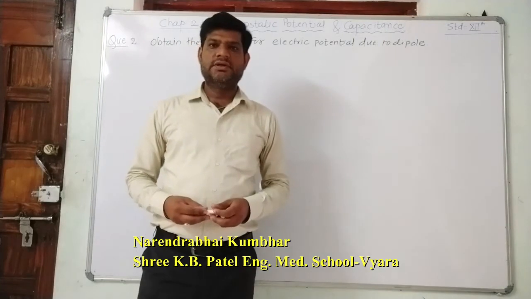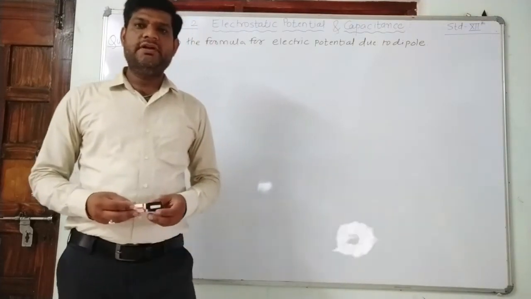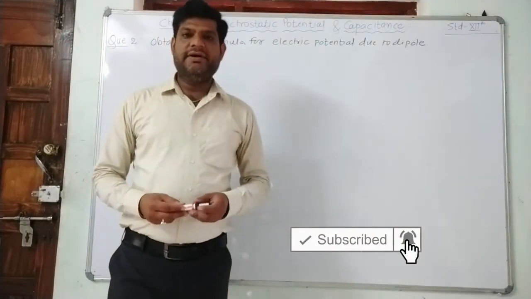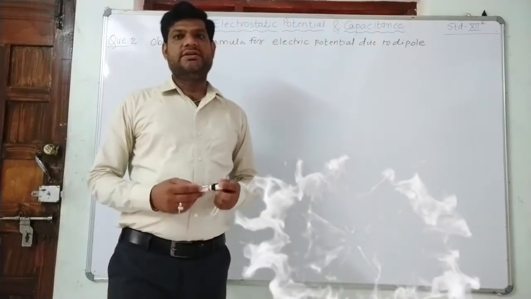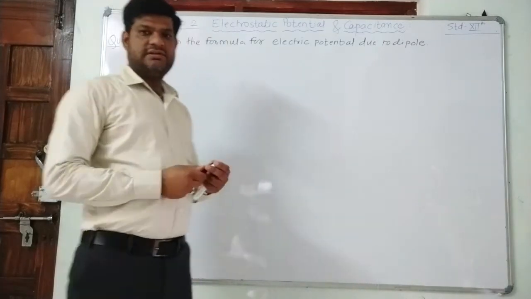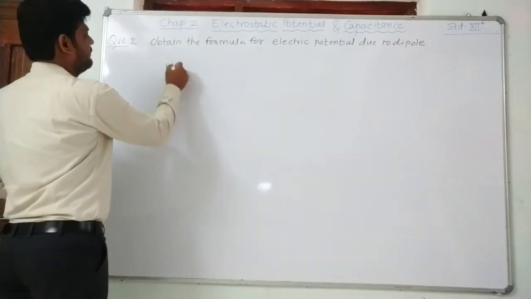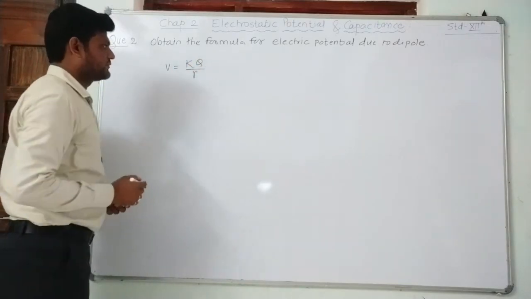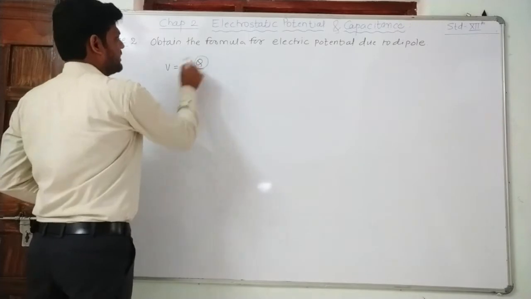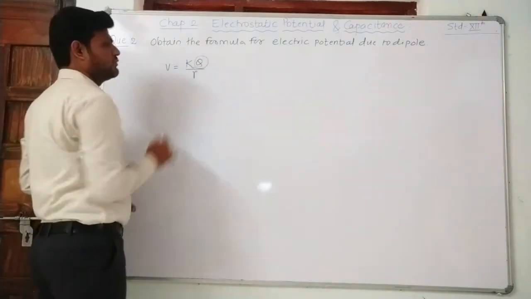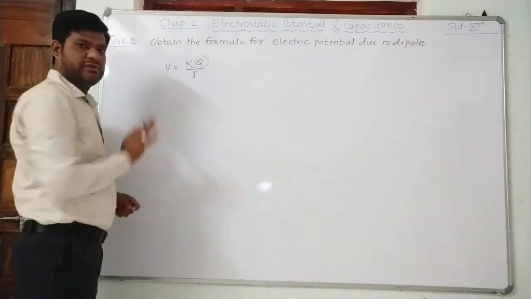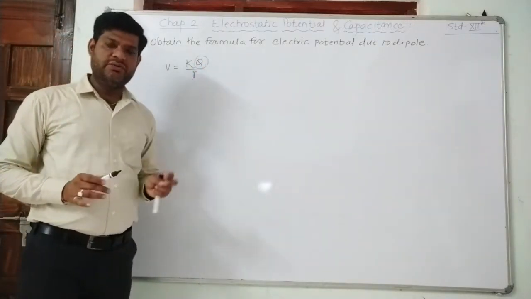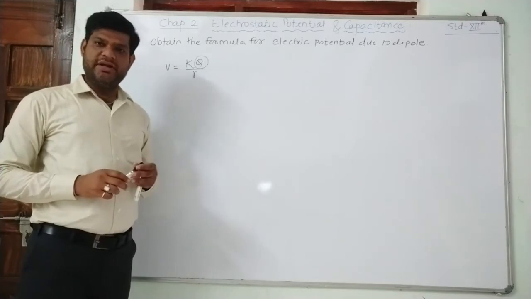Dear students, in the last video we obtained the equation of electrostatic potential at any point due to the point charge. So the formula was V equal to K Q by R. See, this is the source charge. If the source charge is positive, potential will be positive. If the source charge is negative, the potential will also be negative. Potential may be positive, may be negative.